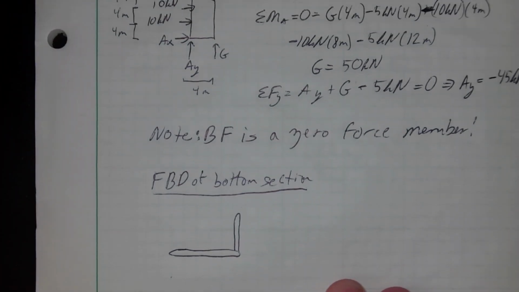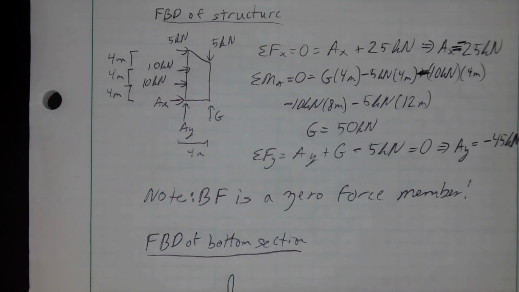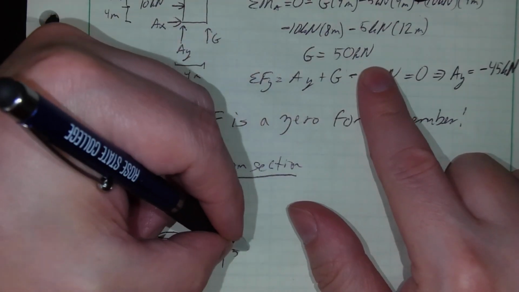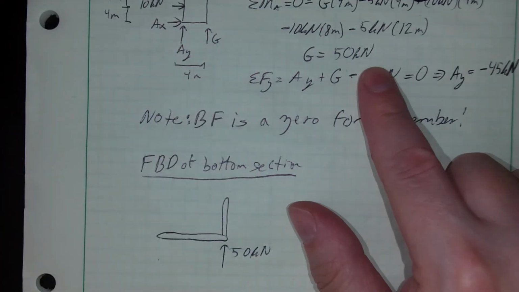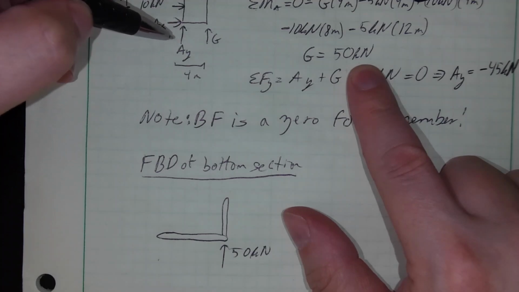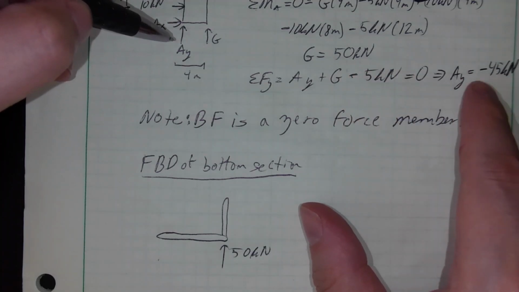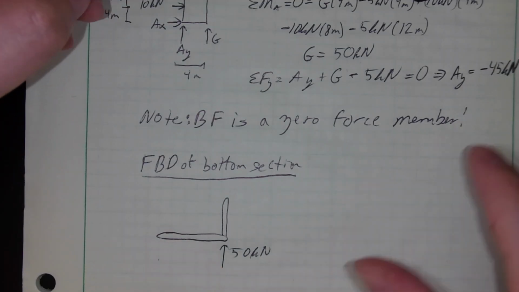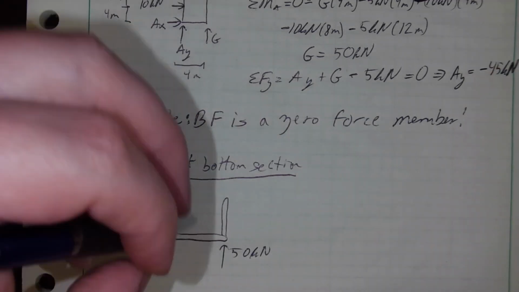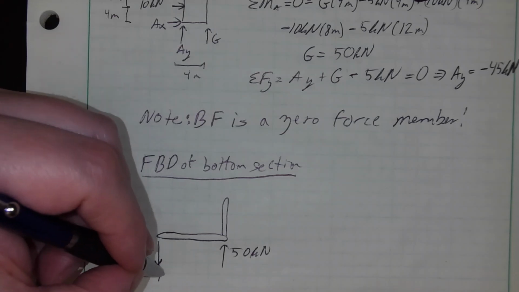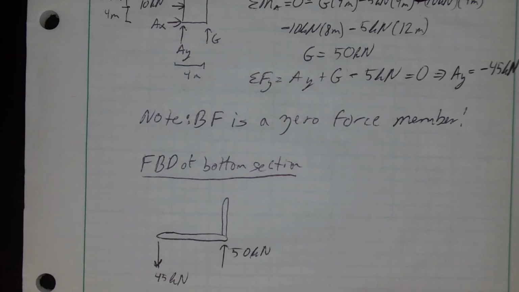Now remember, I found reaction forces earlier. I found G is a positive 50 kilonewtons. I had drawn that in the positive direction here, and I found it to be a positive 50 kilonewtons. Here I drew AY in the positive direction, but I found it to be negative. So you can either draw AY as positive and plug in minus 45 kilonewtons in the equations, or you can just draw it. We know it's 45 kilonewtons down, so you can draw it that way.